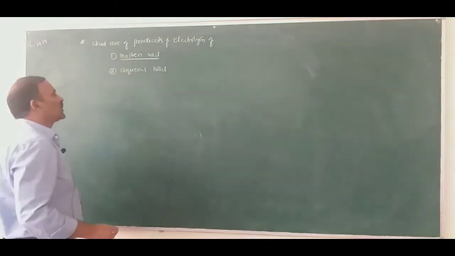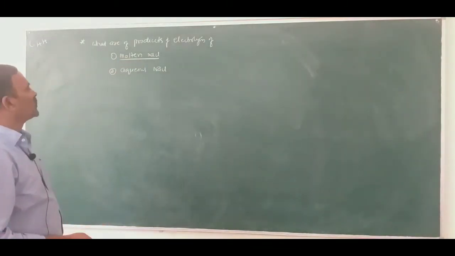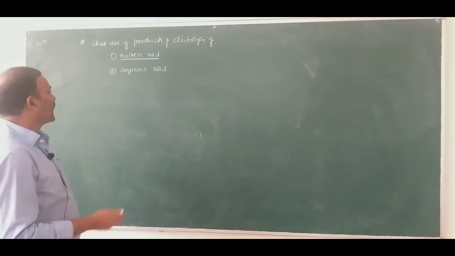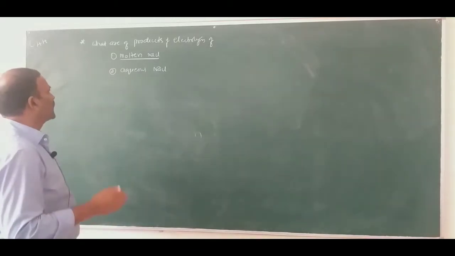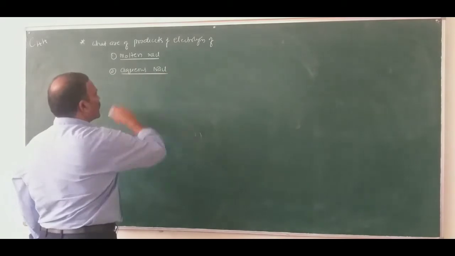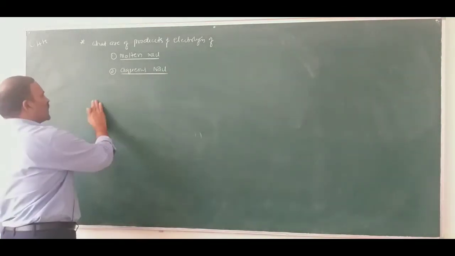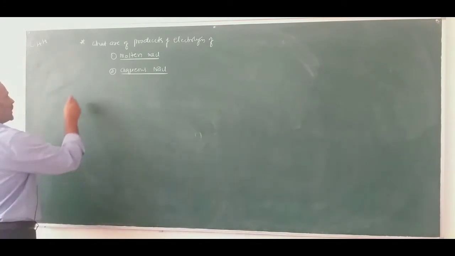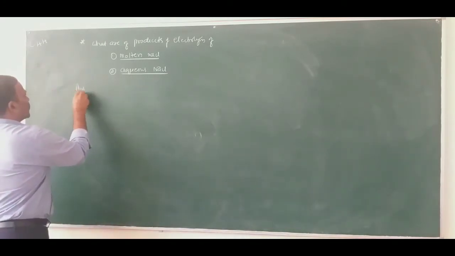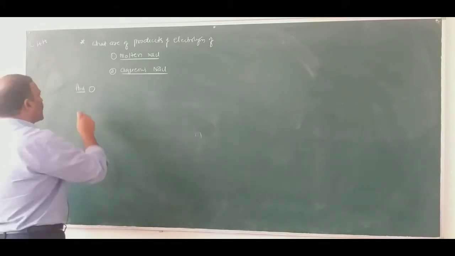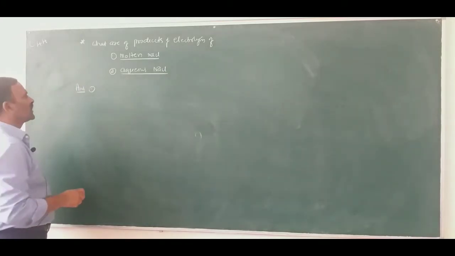So what is molten sodium chloride? When sodium chloride is melted or fused, we will get liquid sodium chloride. That sodium chloride is known as molten sodium chloride. And what is aqueous sodium chloride? Sodium chloride dissolved in water is called aqueous sodium chloride. So this is an important question. Number one, what is the answer for the first question?